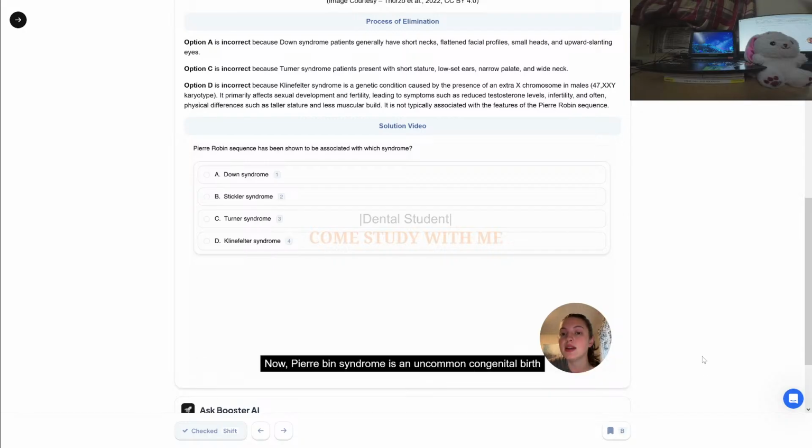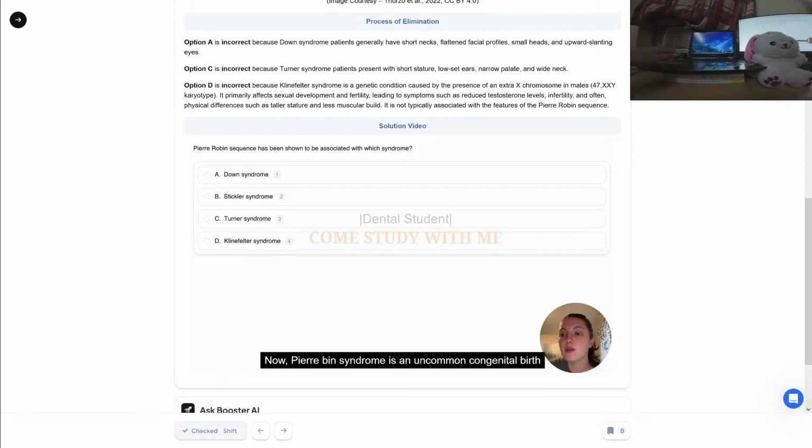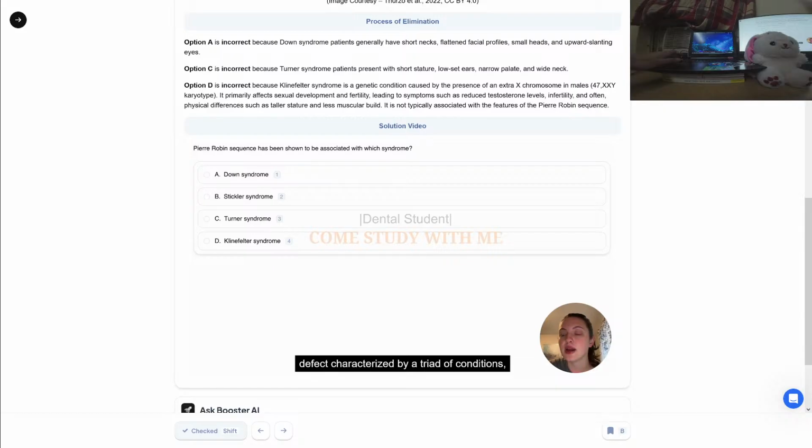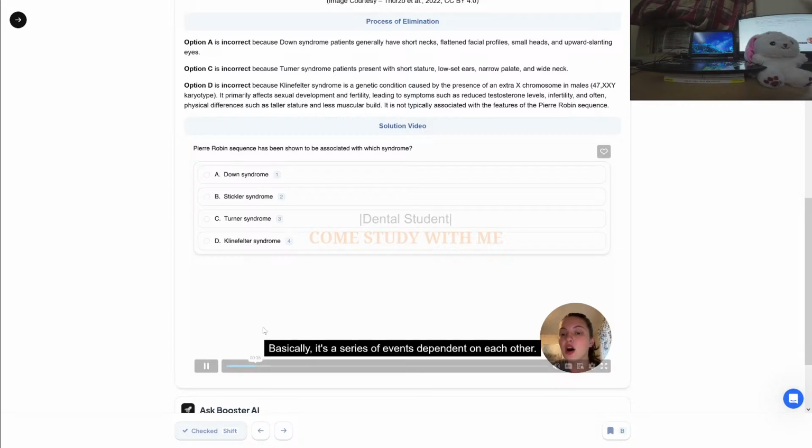sequence is. Now, Pierre-Robin syndrome is an uncommon congenital birth defect characterized by a triad of conditions, and it's also known as the Pierre-Robin sequence. It's known as a sequence because one component or finding leads to the formation of another, which leads to the formation of the third finding or component. Basically, it's a series of events dependent on each other.